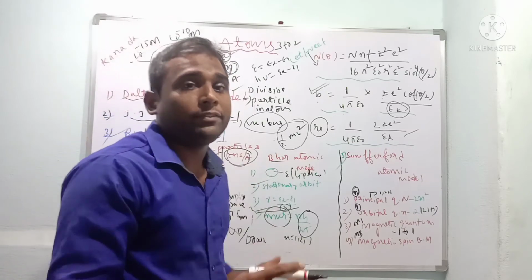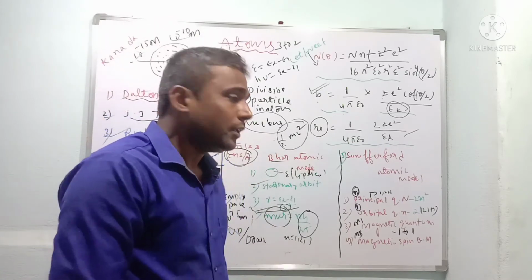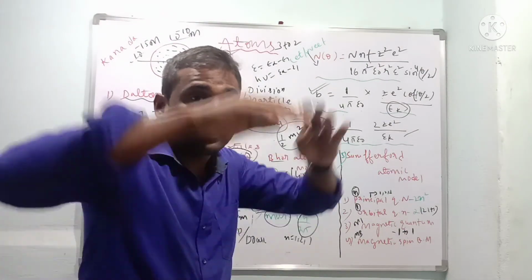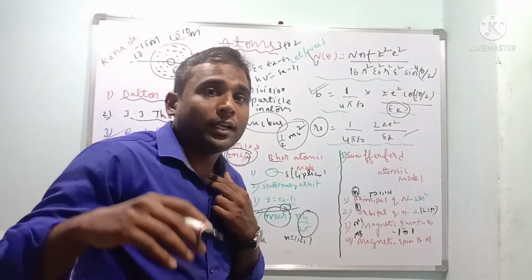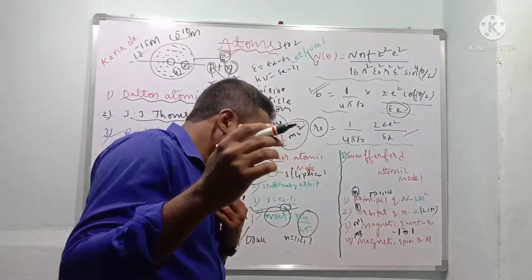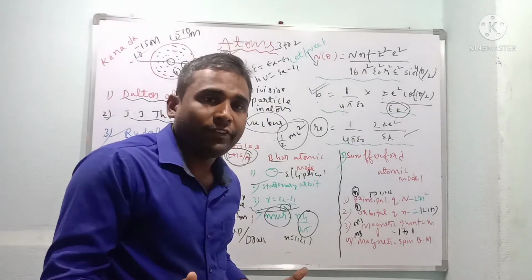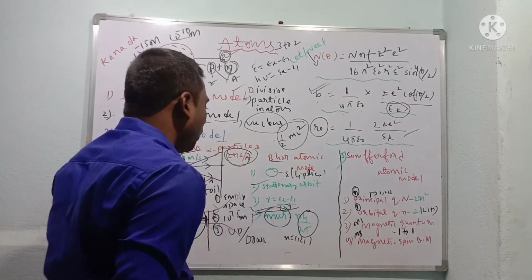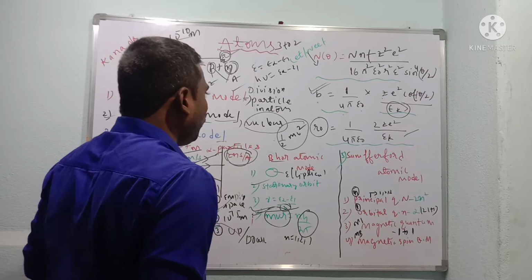He could not explain for multiple atoms. And he had not given further information about atomic spectra. He did not give information about the Zeeman effect and Stark effect. This is the failure of Niels Bohr. So next, who will come?